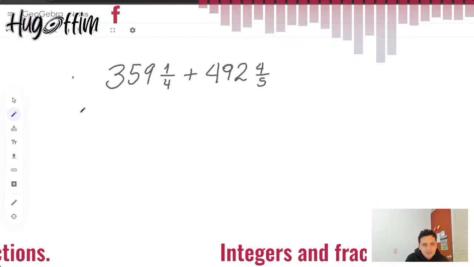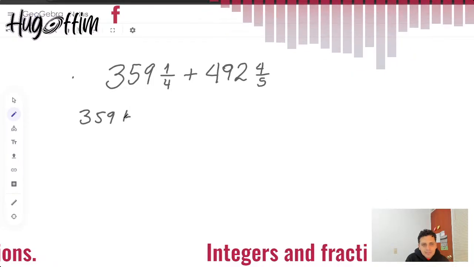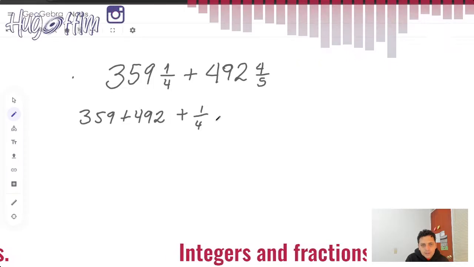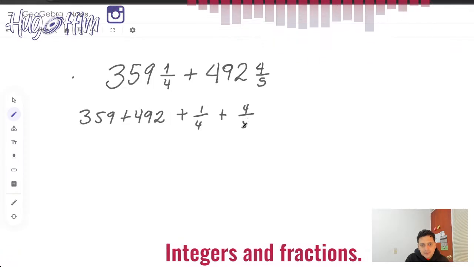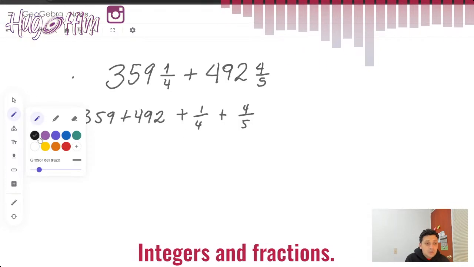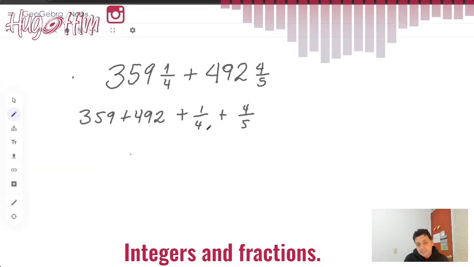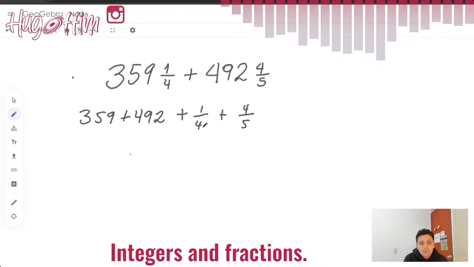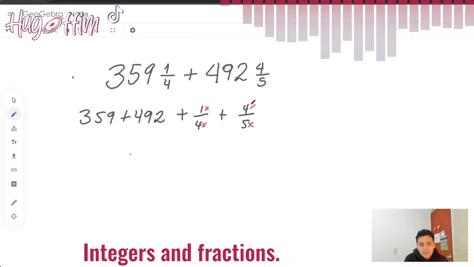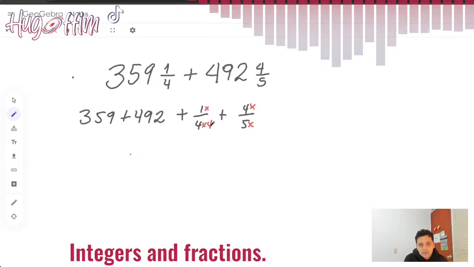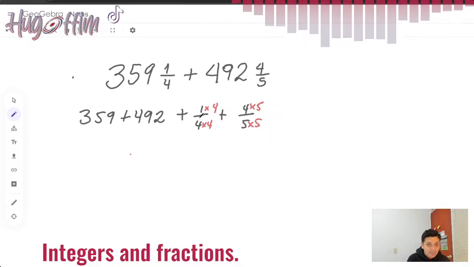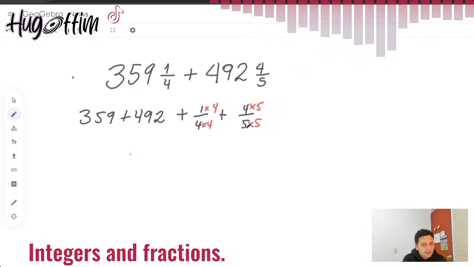So this is why it's better to do 359 plus 492 plus 1/4 plus 4/5. Now remember that if you want to add fractions, you need a common denominator. So it's better if you find the LCM of 4 and 5. That is going to be, in this case, 20. So I need to multiply by 4 here and by 5 here. Okay, not multiply, amplify by 4 and amplify by 5.